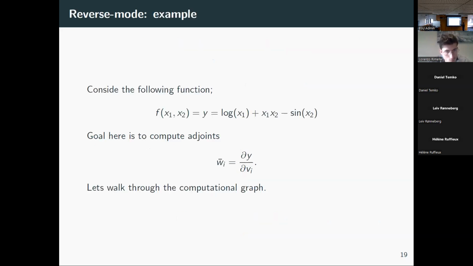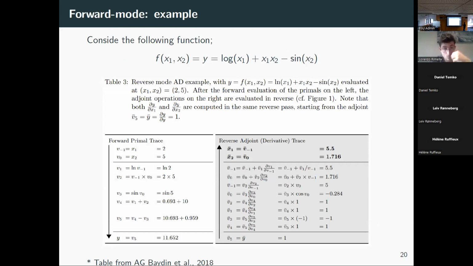So again, we'll walk through that example and compute the adjoints. The adjoint is basically the derivative of your output with respect to each of your intermediate variables. So here you start from the input, you go up to the output, and then from the output, you go back. Now, can you give it a try?